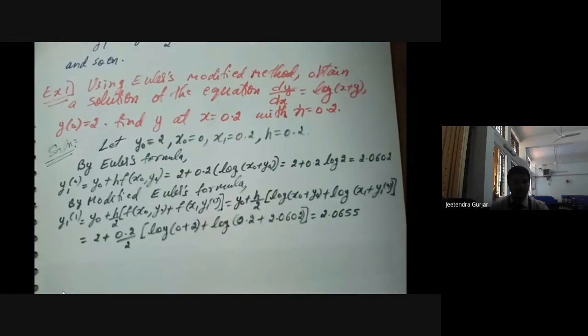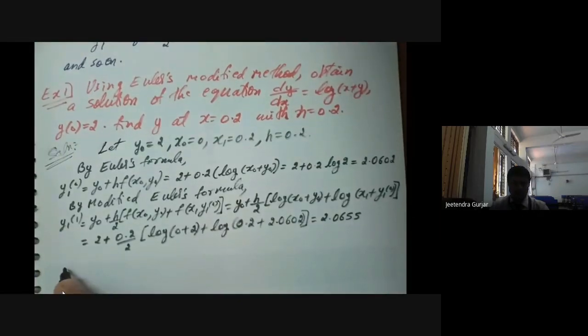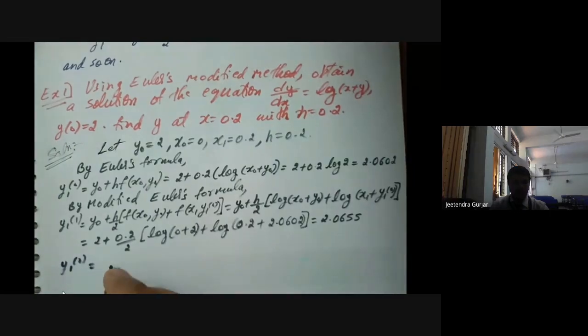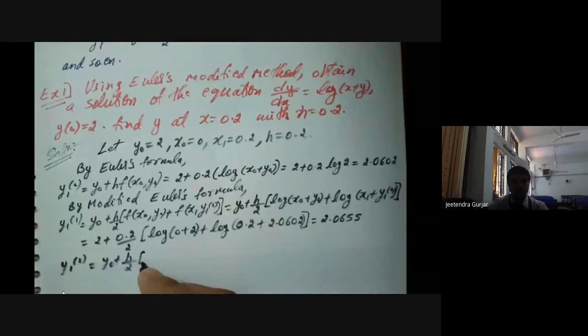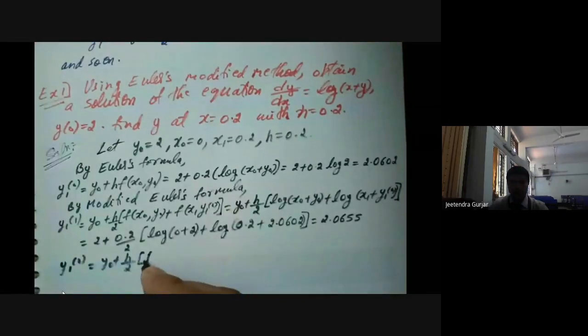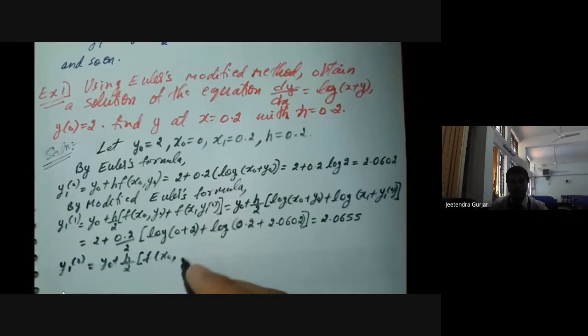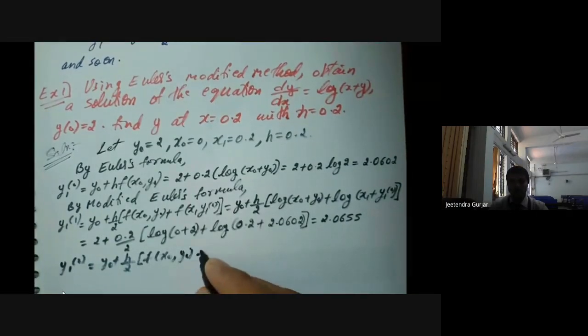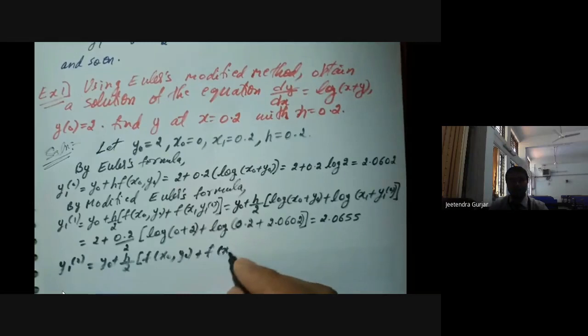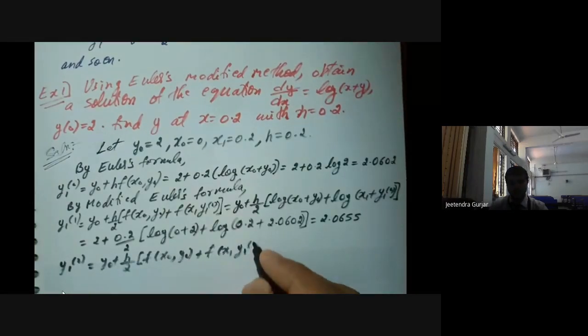Very simple formula you have to remember. y1 raised to 2 is y naught plus h upon 2 in the bracket f of x naught, y naught plus f of x1 comma y1 dash. So this is how you have to simplify. You have to first write the formula and practice. Every time I am repeating the formula because you have to remember it and practice again and again. In every example I am writing the formula. Please in the exam also write this formula so that you don't make any mistakes.